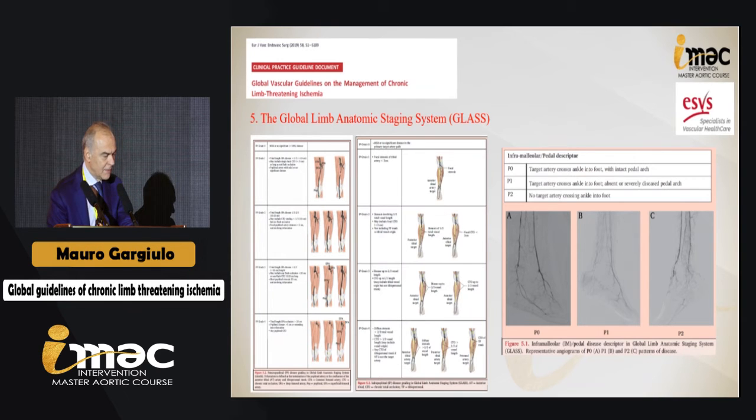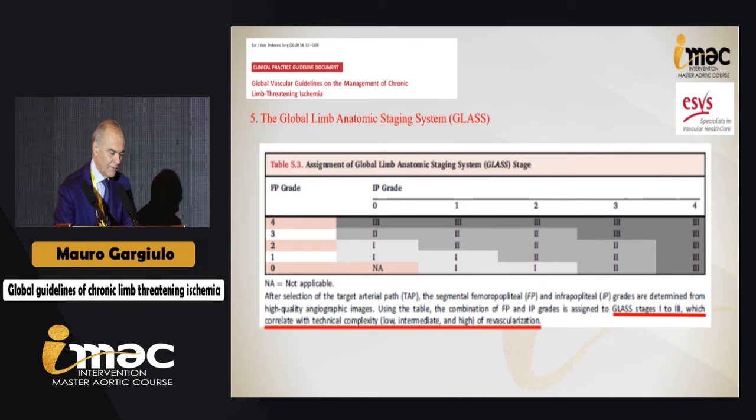If you combine the femoral-popliteal and the infrapopliteal lesion, you can have the GLASS grade, because the GLASS grade goes from 1 to 3. You can see in this slide that we can combine a femoral-popliteal grade with an infrapopliteal grade in different subgroups of patients, and the GLASS stage 1 to 3 correlates with the technical complexity of revascularization and then with technical success.